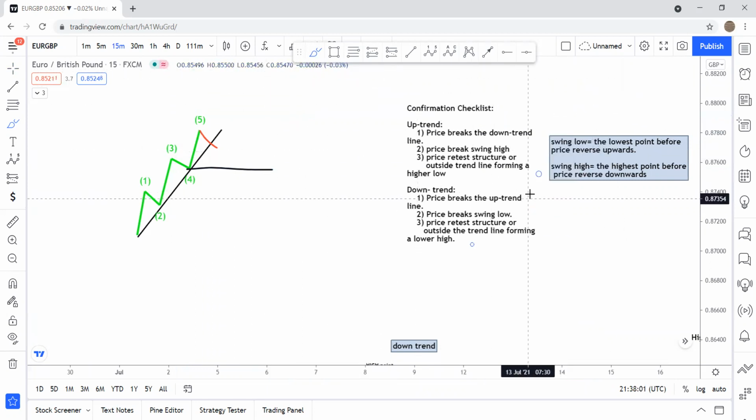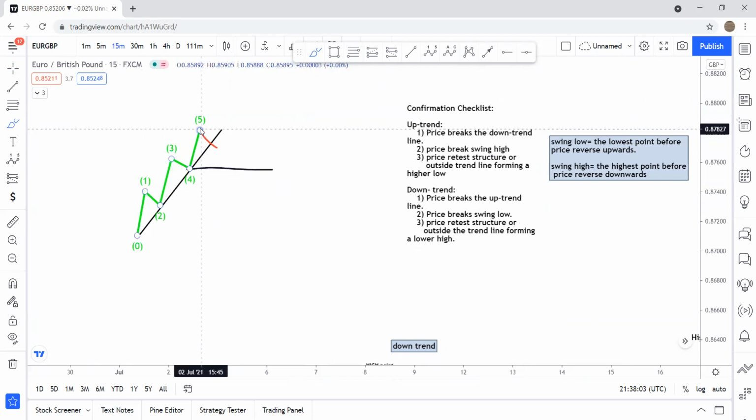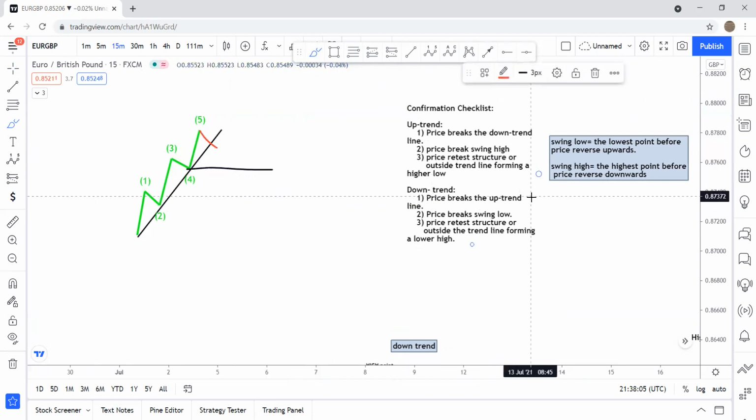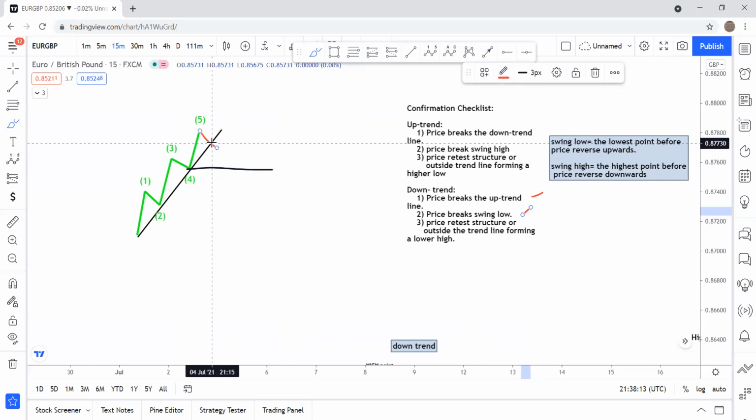So first step, we need price to break the trend, which happened over here, right? That's checked. The uptrend line. It has to break an uptrend line. Second, we need price to break the swing low. So price comes down and breaks that swing low. Once it breaks the swing low, it automatically establishes a downtrend.